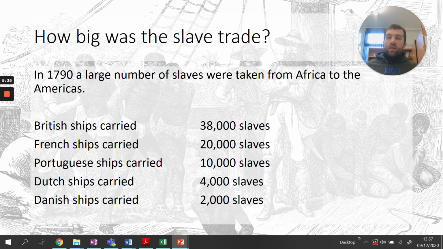So, the slave trade was huge. In 1790, a huge number of slaves were taken from Africa to the Americas. British ships actually took the most slaves over, with 38,000 slaves. So as you can see, that is a huge number of slaves taken from where they lived and moved over to the plantations and treated quite horribly.